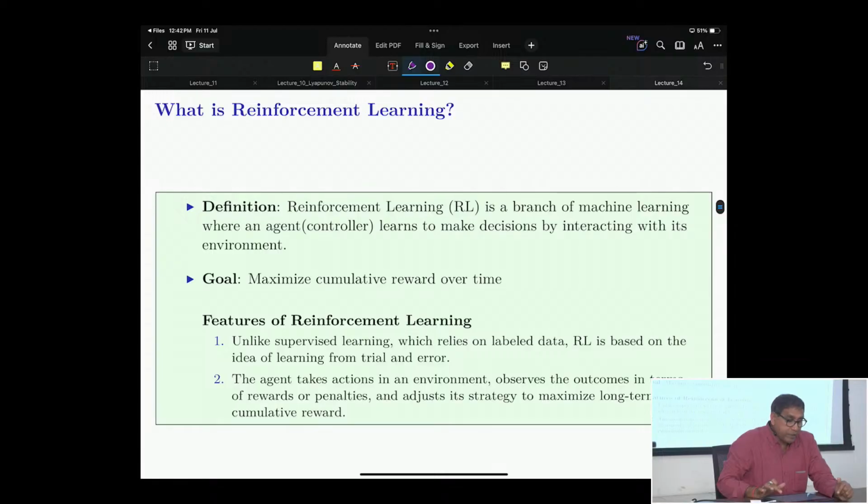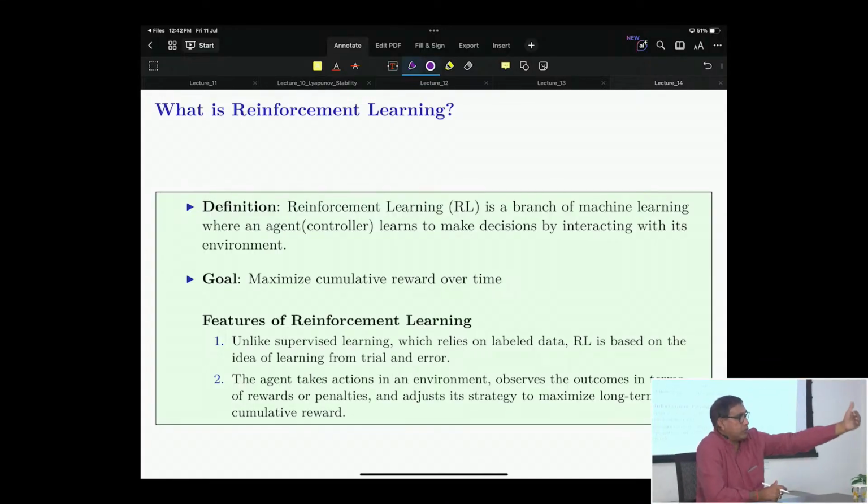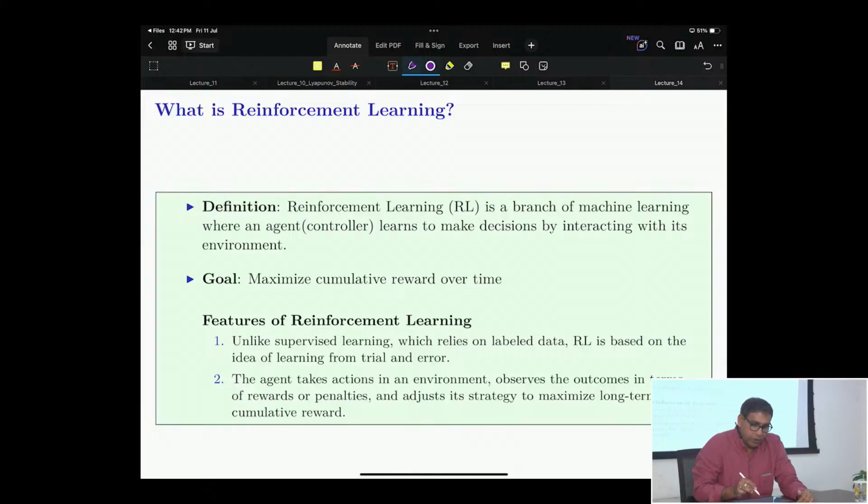Reinforcement learning is a branch of machine learning where an agent, just like in genetic algorithms we have chromosomes, so here you have the agent. The agent is the controller. The agent taking an action means the controller is generating an output. The name agent in reinforcement learning terminology is the controller. Reinforcement learning is a branch of machine learning where an agent, I have mentioned controller, learns to make a decision by interacting with the environment.